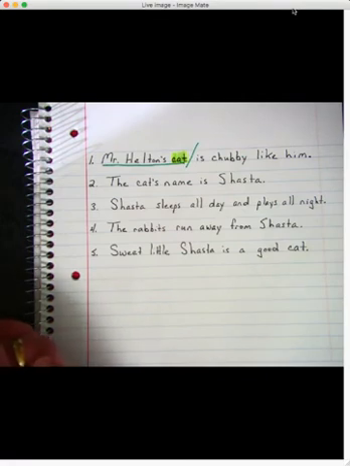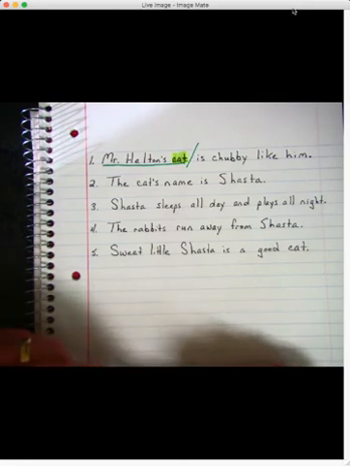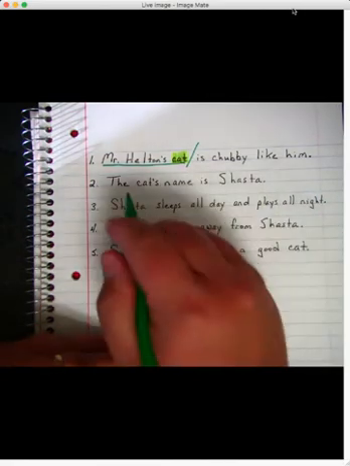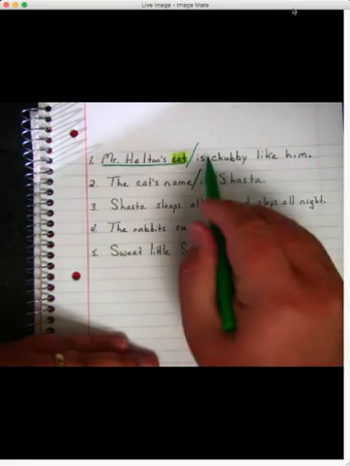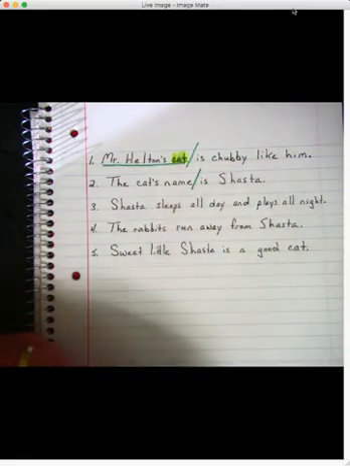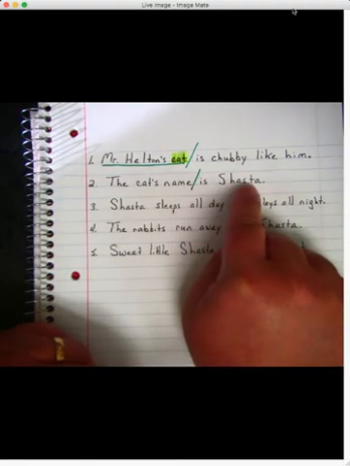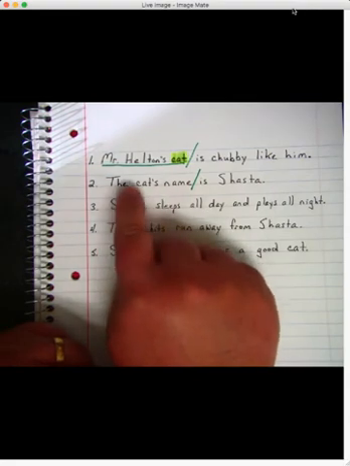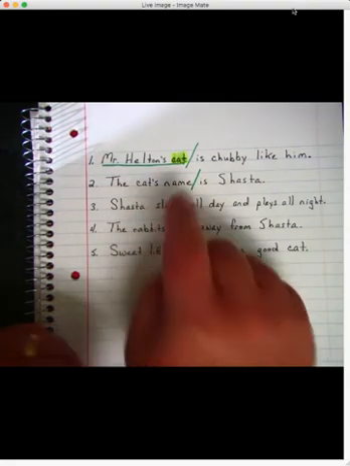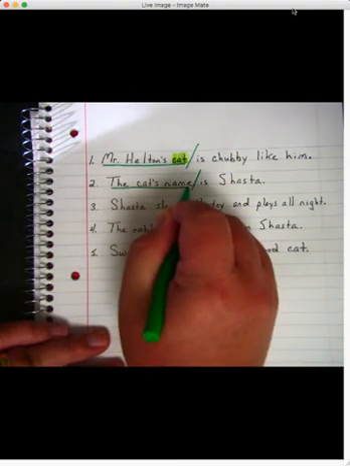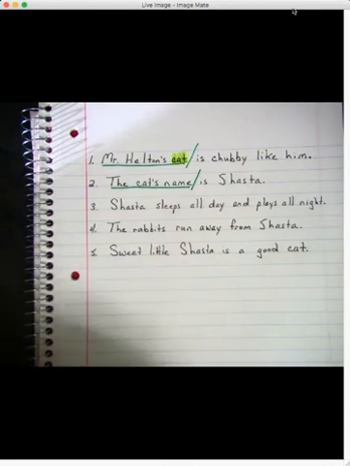Let's do the same thing for these next 4 sentences. Number 2 says the cat's name is Shasta. What do you think this sentence is about? All the words. Well, this sentence is about the cat's name. So let's draw the line here. Notice is a good clue that that's where the predicate begins. So the predicate, remember, tells what happens or what it is. So is Shasta. And remember, the beginning part is called the complete subject. So all of the words that tell what the sentence is about is the complete subject, the cat's name.